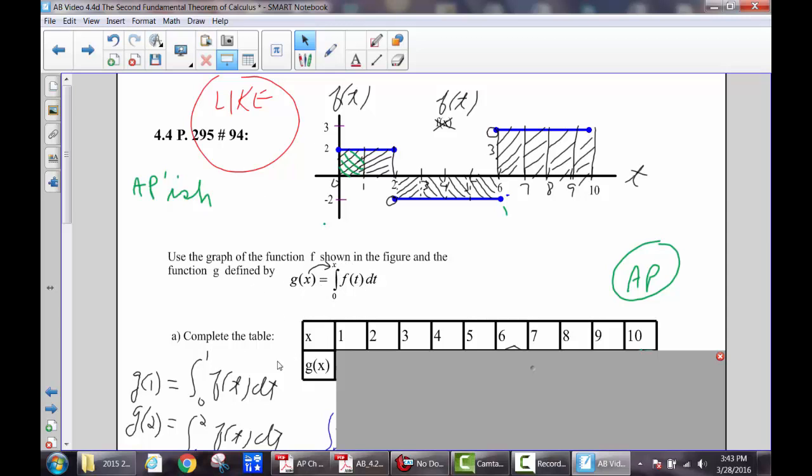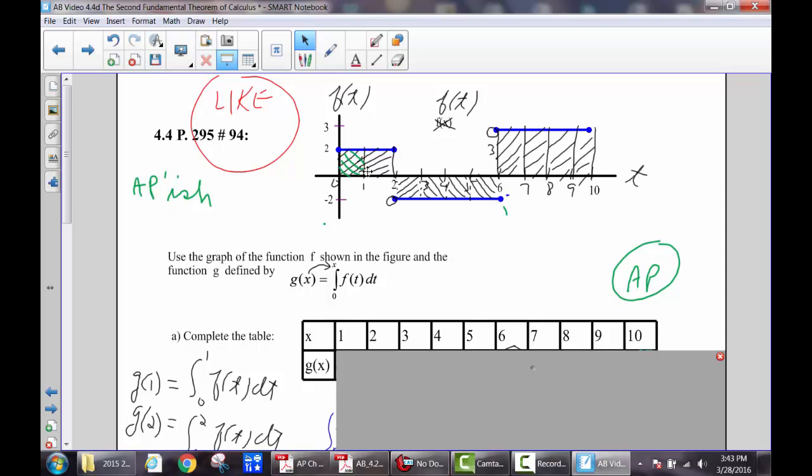What they mean by that is g of 1 is the integral from 0 to 1 of f of t dt. G of 2 is the integral from 0 to 2 of f of t dt. G of 7 would be the integral from 0 to 7 of f of t dt. And what they're asking you to do is complete the table, okay? So here's 1, here's x, here's g of x. So g of 1 is the integral from 0 to 1 of f of t dt.